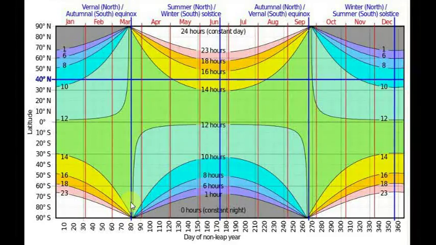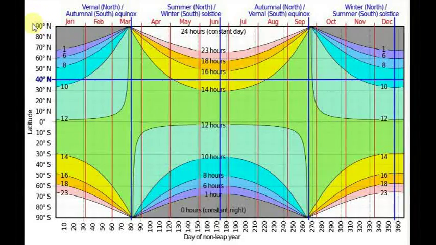For example, at the North Pole, 90 degrees north, we can estimate that around the 78th day, that is March 19, one passes from constant night, that is 24 hours of darkness, to a constant day, that is 24 hours of daylight. Another example.